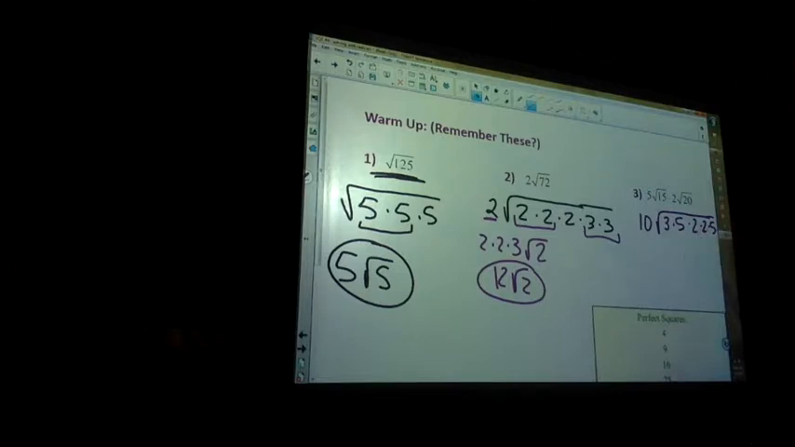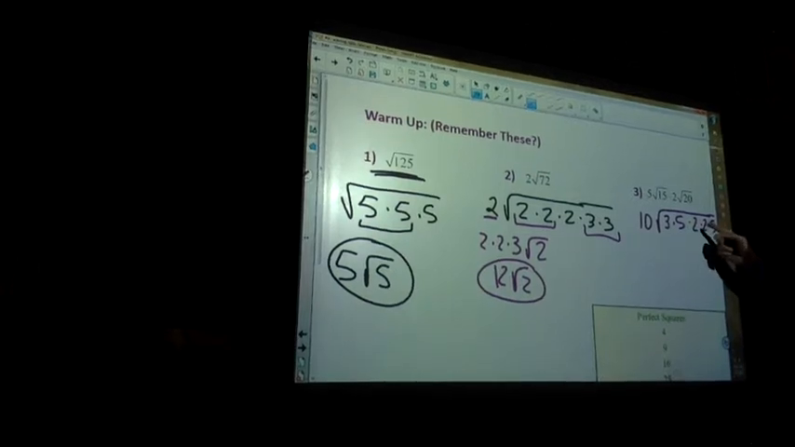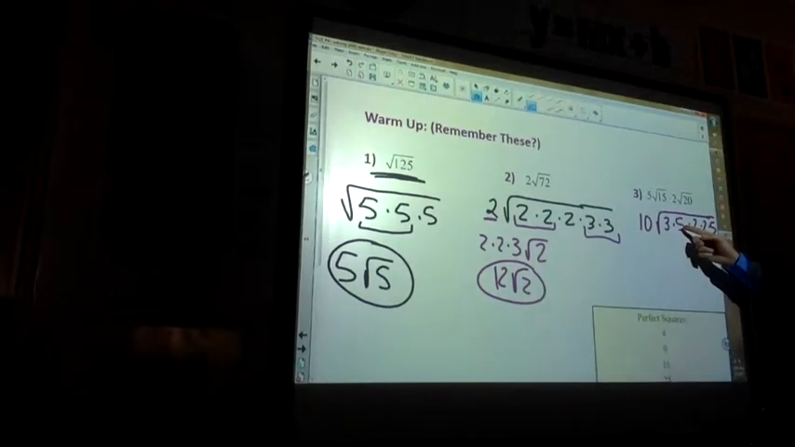Okay, so I'm multiplying 15 and 20 together to give me 300. But let's double check this. 15 times 20 is 300. So let's see if that can work. 5 times 2 is 10. 10 times another 10 is 100. 100 times 3 is 300. So do we have 300 underneath the radical?